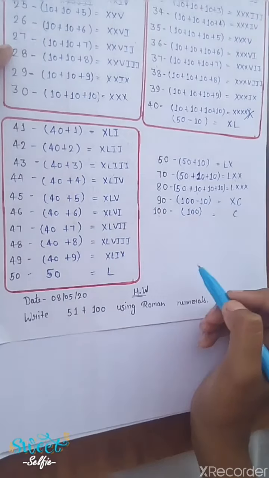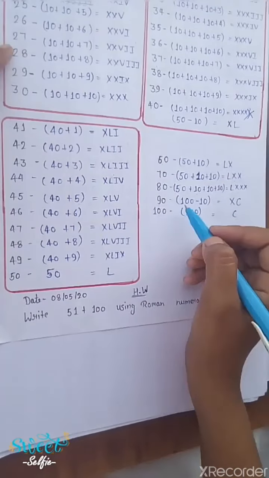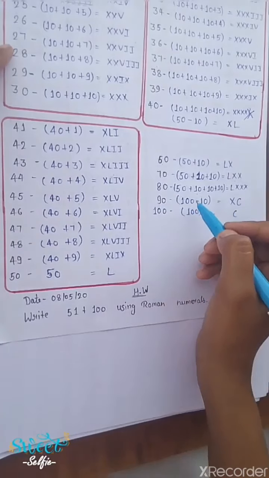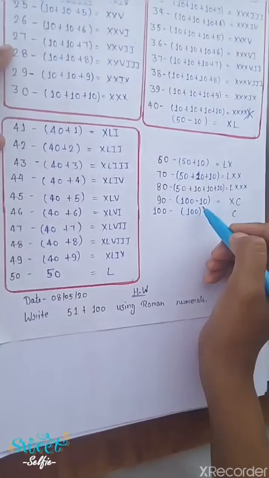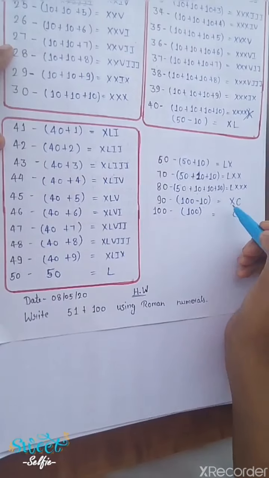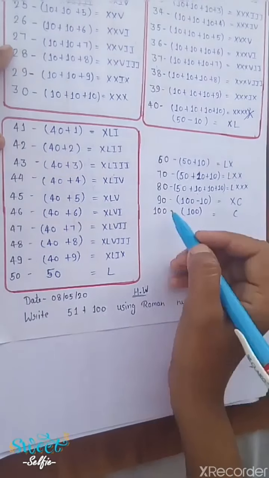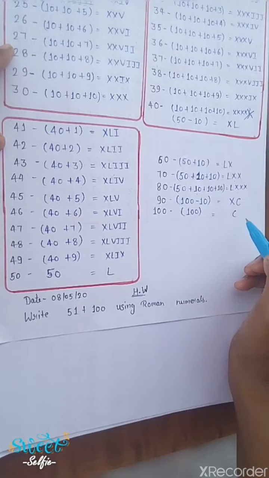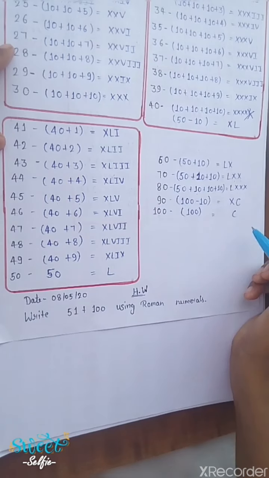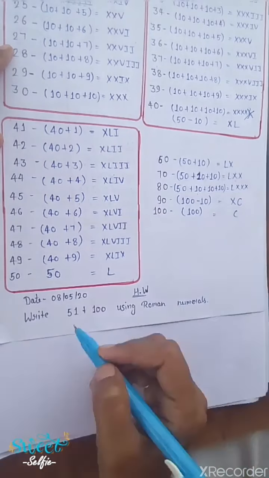And now for 90, we can write 90 as 100 minus 10. If we have to subtract 10 from 100, we should write X to the left of C. So for 90, XC, and for 100, we know the alphabet C represents 100. It will help you in writing numbers 51 to 100 in Roman numerals.